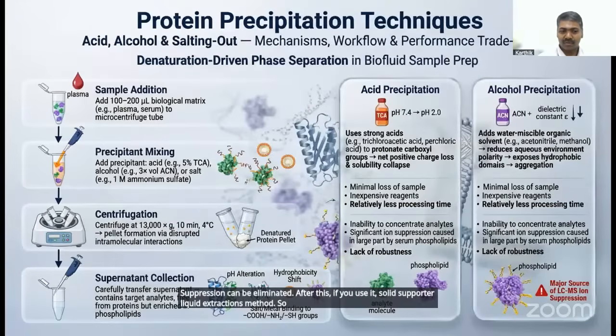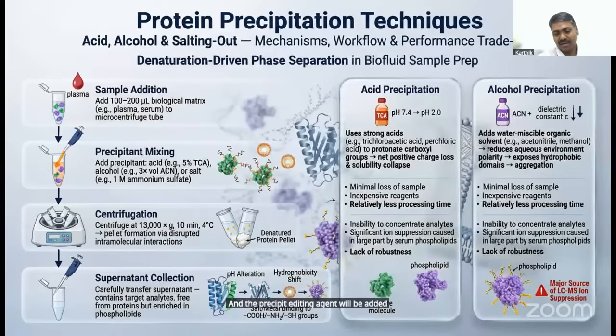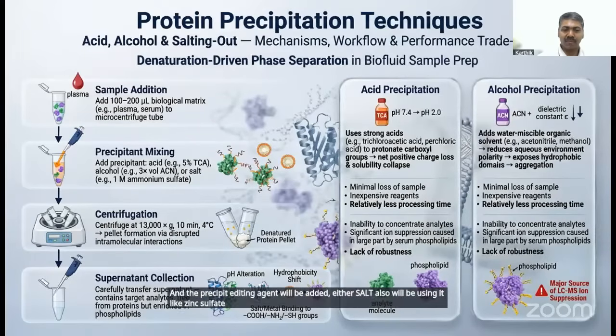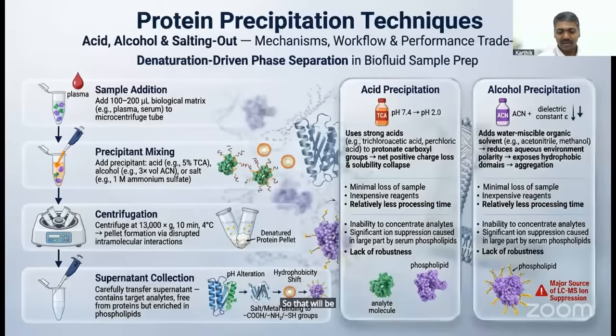Here is how it usually works: a sample of 100 to 200 microliters of plasma is added to a microcentrifuge tube, and the precipitating agent is added. A salt like zinc sulfate or ammonium sulfate can be used for salting out, or an acid or alcohol. Whichever precipitant agent we use is added, and it is centrifuged at 4000 RPM or 13,000 g for 10 minutes at 4 degrees centigrade.